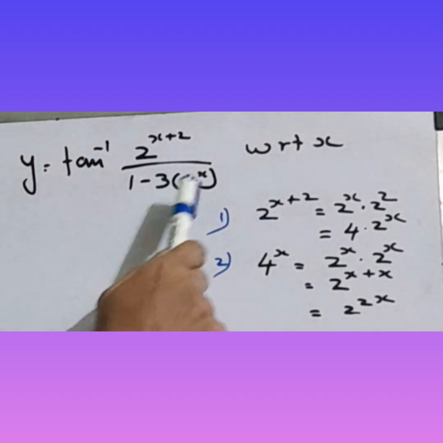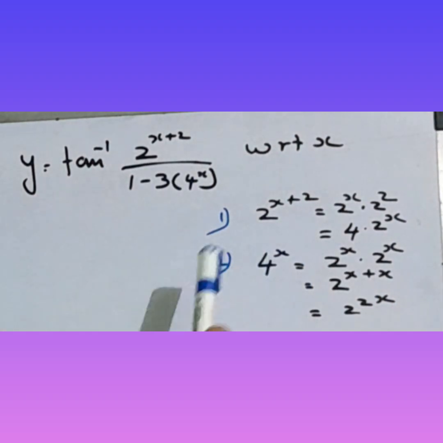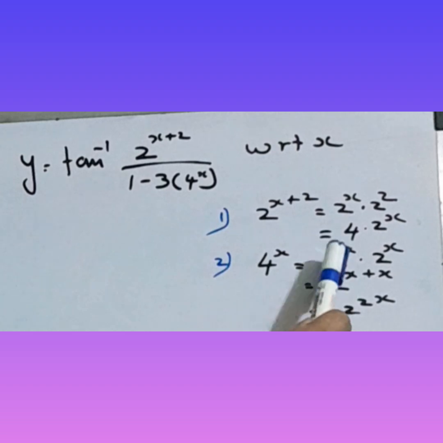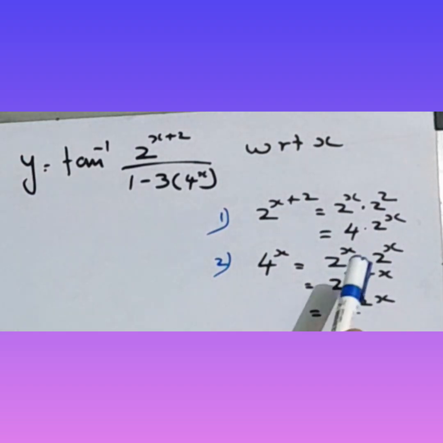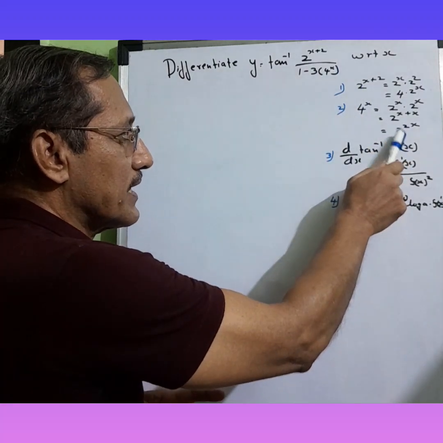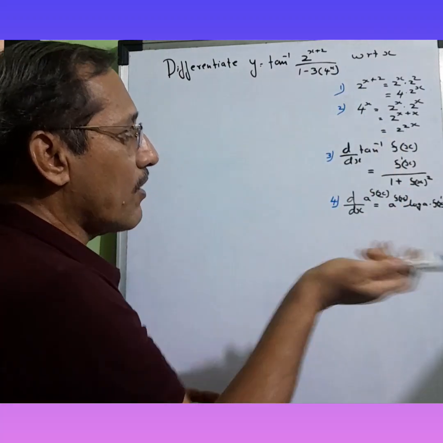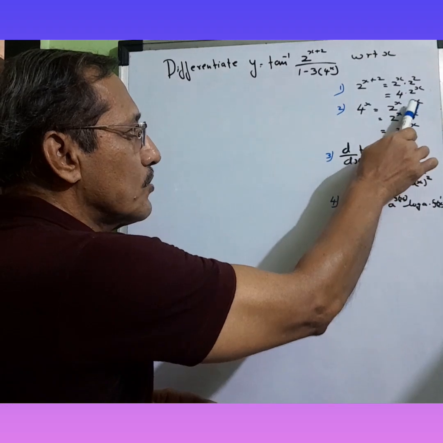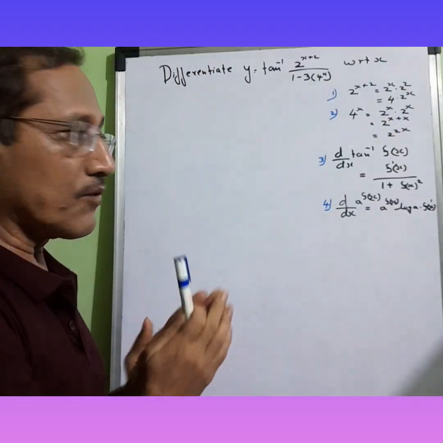Now again further we have 4 raised to x over here. 4 raised to x is equal to 2 raised to x into 2 raised to x, that is 2 raised to x plus x, that is 2 raised to 2x. Alright. So this we can also jot down like 2 raised to 2x or 2 raised to x into 2 raised to x as per our requirement.